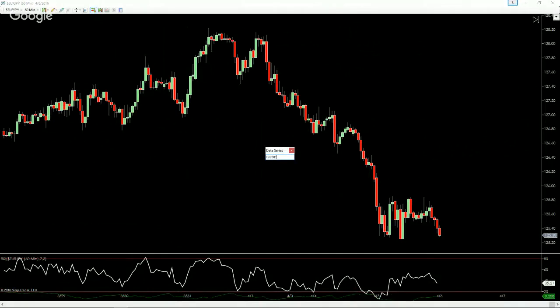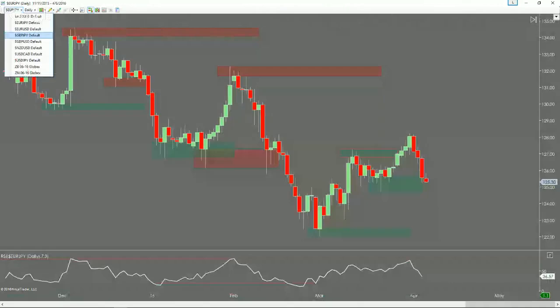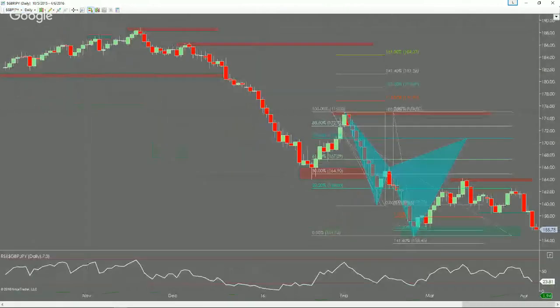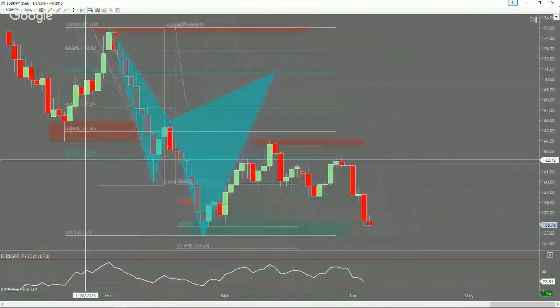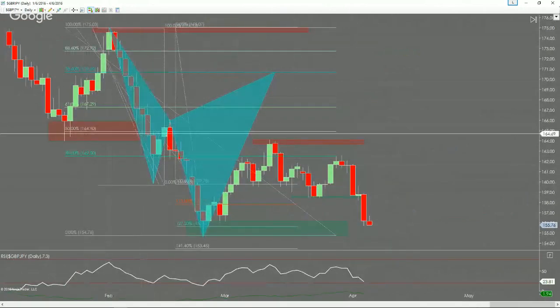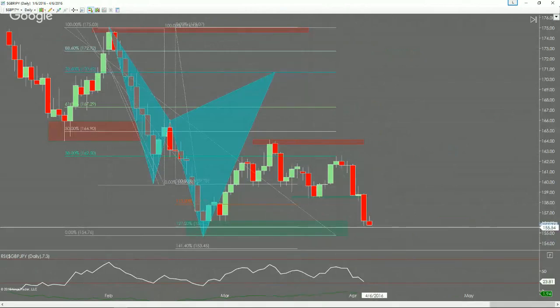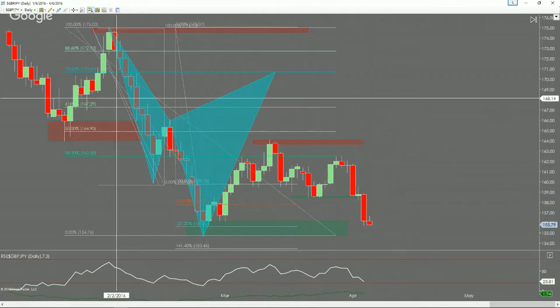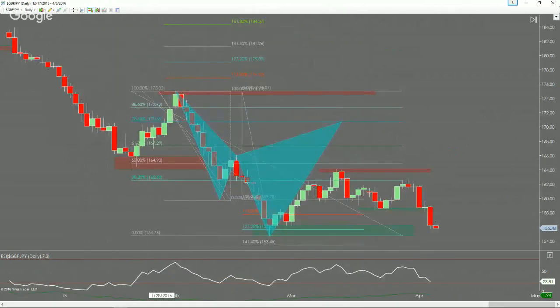Now let's go to pound yen. All right. Pound yen, we did have that cipher that we identified last week. As you can see, we're still really far from that. Price is actually coming back down to this structural level, which is our C point.